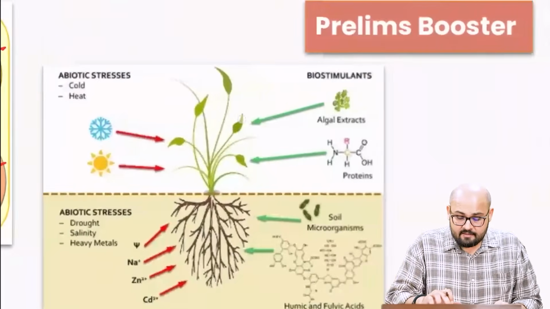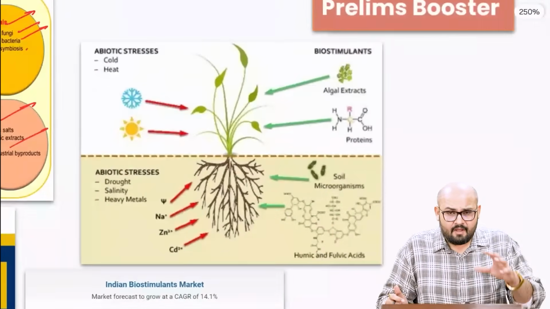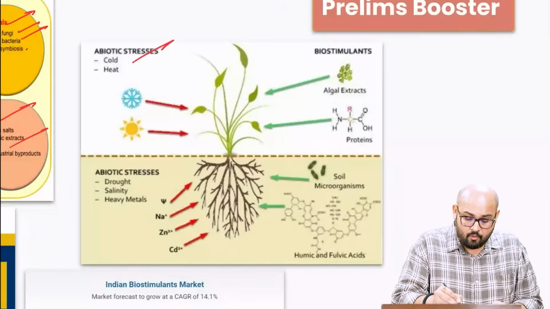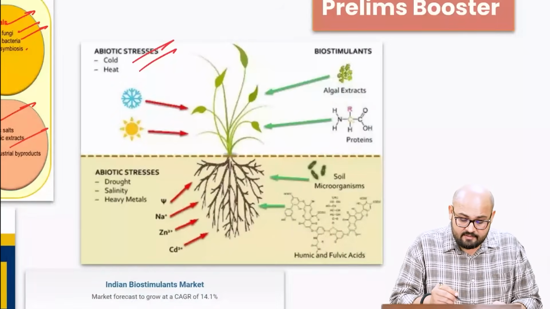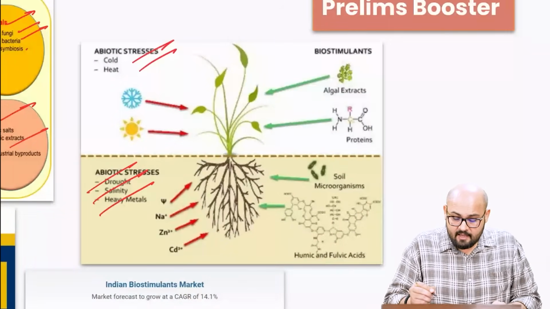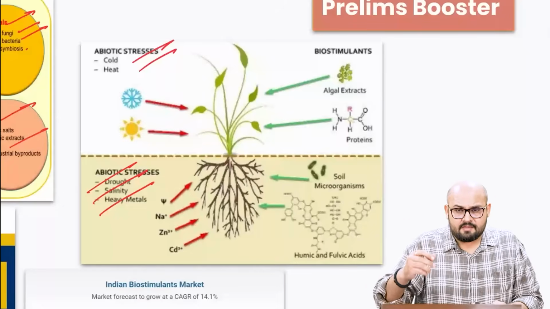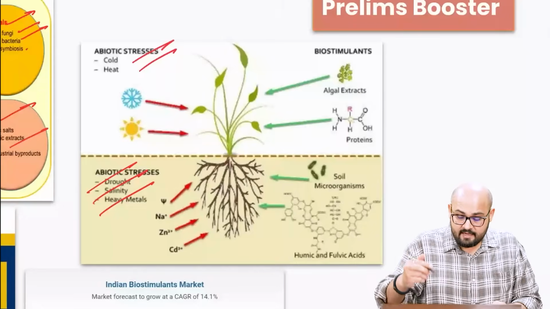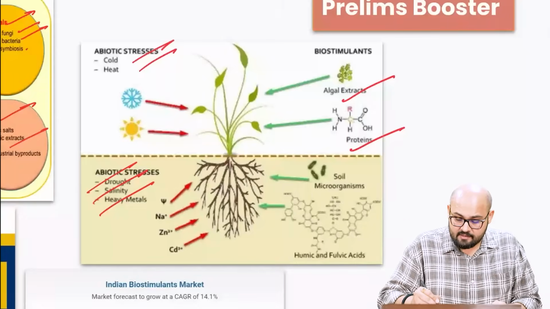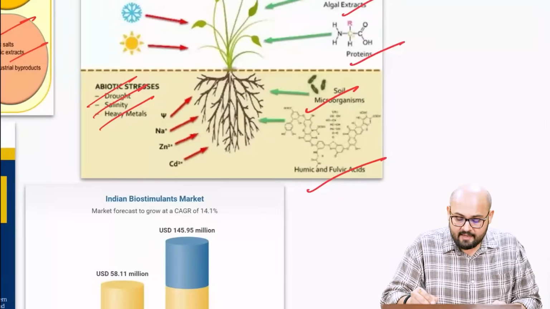Now, you have to understand what really happens. We have different stresses, for example, the cold or heat. Then we have abiotic stress from drought, salinity, heavy metals. Now, once we apply these stimulants, it basically helps the plant to grow better, right? For example, the algal extracts or proteins, soil microorganisms, or humic acids, right?